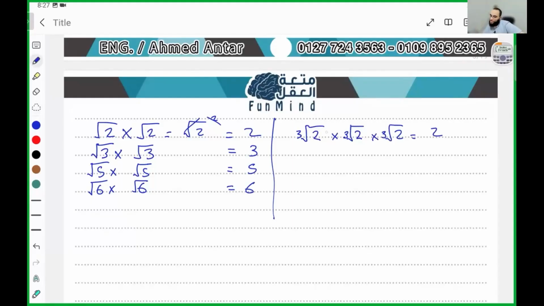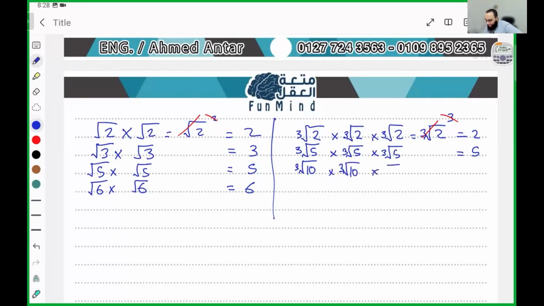If it is cubic root 2 times another cubic root 2 times another cubic root 2, equals what? Also 2, because it's cubic root 2 repeated 3 times. Then it's cubic root 2 power of 3, and you can delete the third power with the third root, like what we did here. Then it's going to be 2. So if it is cubic root 5 times cubic root 5 times cubic root 5 equals what? 5. If it is cubic root 8 times cubic root 10 times cubic root 10, because cubic root 8 equals 2, then it's going to be only 2 times cubic root 10 squared.